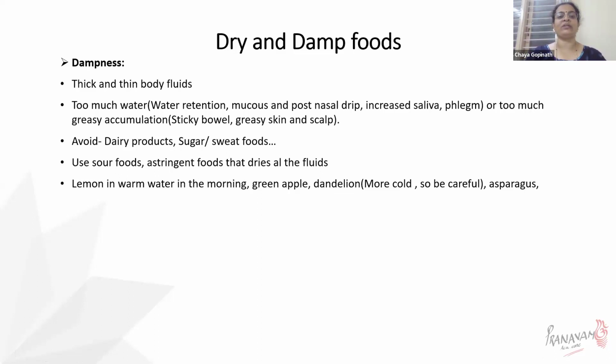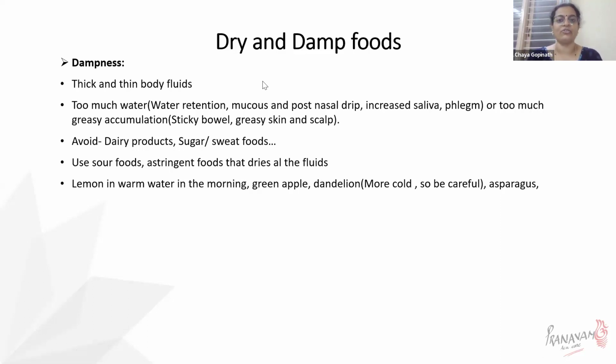What are the examples? Lemon is one kind of sour food which is excellent in eliminating your dampness. People who are having diabetes, excess dampness, water retention, excess phlegm and other things, if you are having lemon in warm water first thing in the morning, it is very good for eliminating your dampness. Green apples are another example of sour foods. Your red apples come under sweetness, damp foods only. But your green apple or the wood apple, dandelion that we have, asparagus, all these come under sour foods, which will eliminate the dampness.